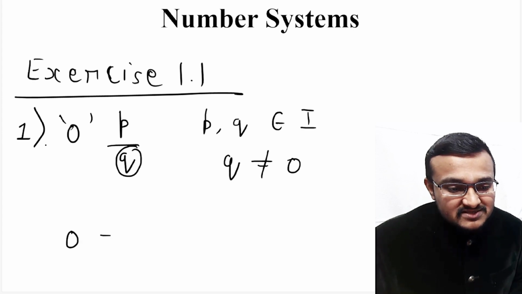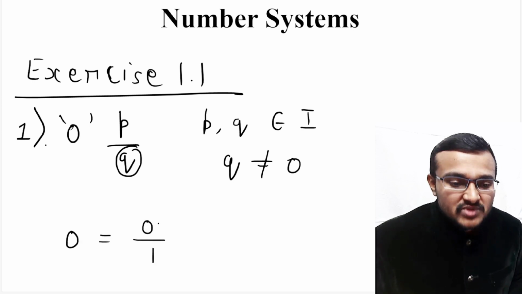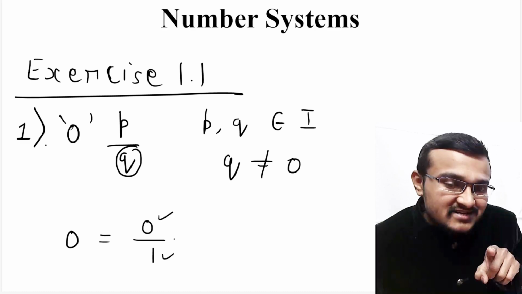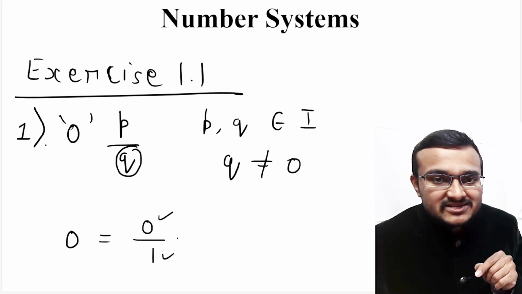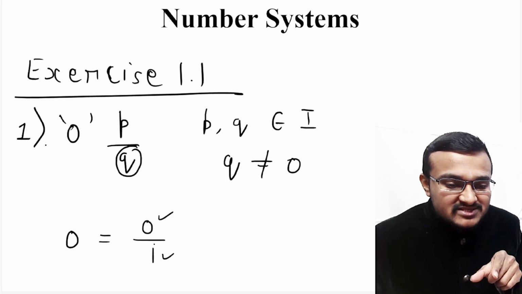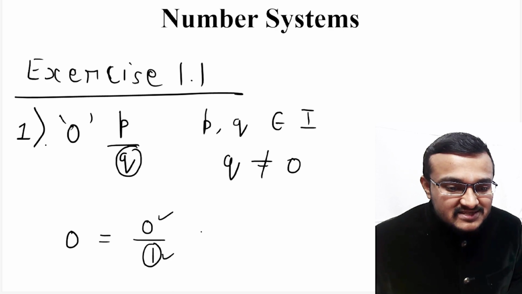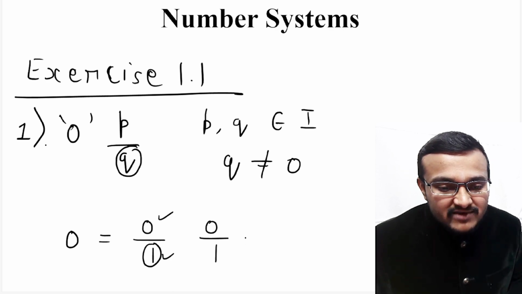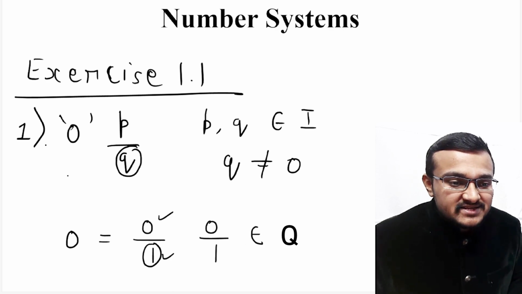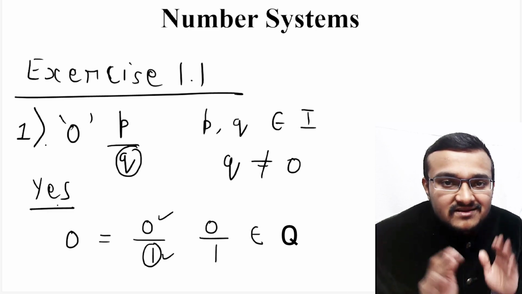So that means 0 can be written as 0 by 1. So here both 0 and 1 belong to the integer set, because 0 is also an integer, 1 is also an integer, and here q is equal to 1. So that means in the denominator we are taking 1 which is not equal to 0. So that means 0 can be expressed as 0 by 1. So the answer for this first question is yes, 0 is a rational number.